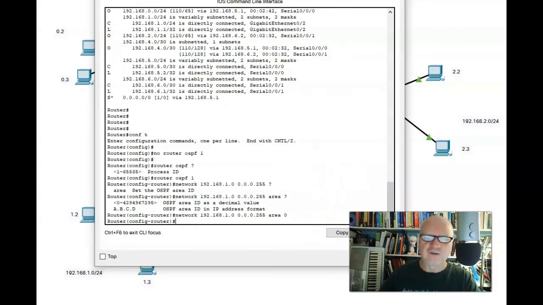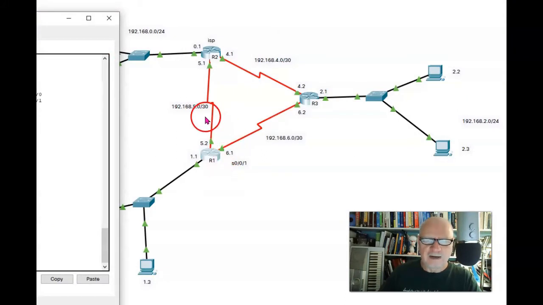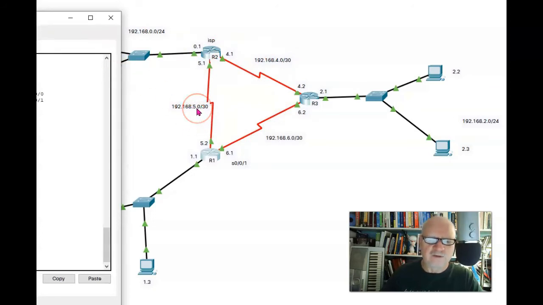All right, we have advertised that network. Now we need to advertise these two. Well, why? If these other routers are directly connected to them, why would I need to tell these routers about these networks? Well, the reason is, you notice that there's a hidden network. Router 1 can't see 192.168.4. Router 2 can't see 192.168.6, and router 3 can't see 192.168.5. So we have to advertise these networks so that all of the routers can get the information about all of the networks. So I need to advertise the 5 and the 6 networks.